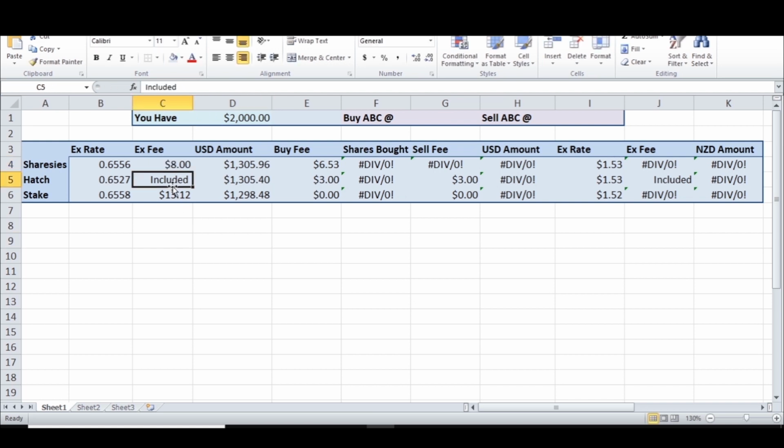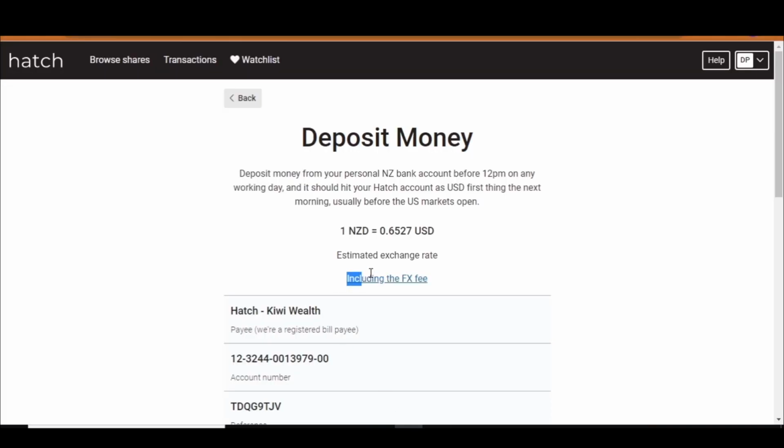For Hedge, I put down included just to keep things simple in our table here because the column next to it is what I want us to focus on. Not this, because it's hard to compare the exchange fees because all 3 are so very different. It's like comparing apples with oranges because with Sharesies, the fees are calculated in New Zealand dollars, whereas with Stake, the fees are calculated in US dollars. And with Hedge, if you have a look at their fees, it's included in the exchange rate. So it's all very different.